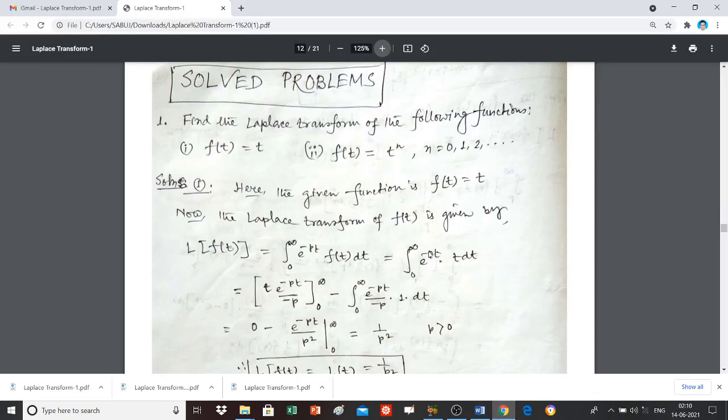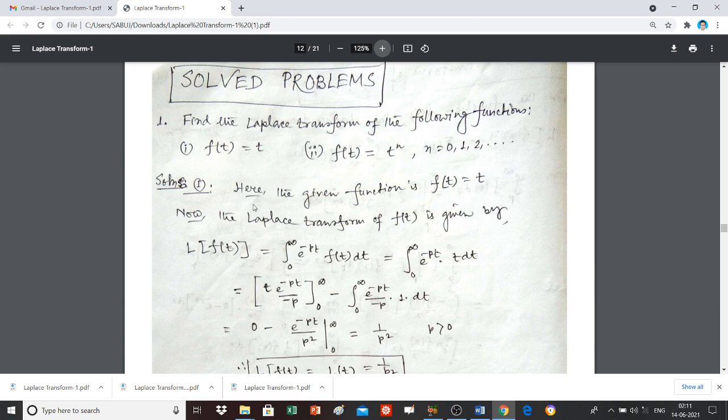The first problem is: find the Laplace transform of the following functions. Number one is f(t) equal to t. Number two is f(t) equal to t to the power n, where n is equal to 1, 2, etc. So here is the first one, the Laplace transform of f(t) equal to t.